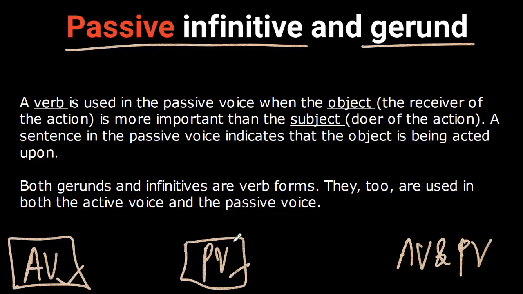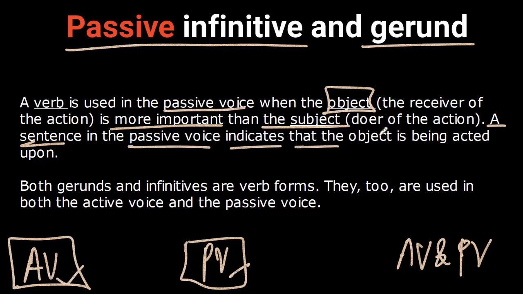All right. So a verb is used in the passive voice when you focus on the receiver of the action, when the focus is on the object, the receiver of the action. When the receiver of the action is more important than the subject who performed the action, we use the verb in the passive voice. A sentence in the passive voice indicates that the object is being acted upon. What's being acted upon or who's being acted upon is more important than who performed that action.